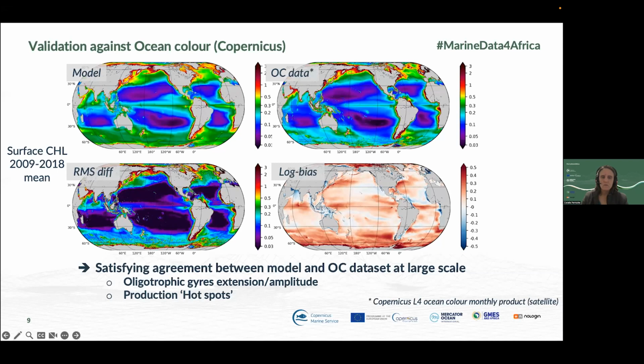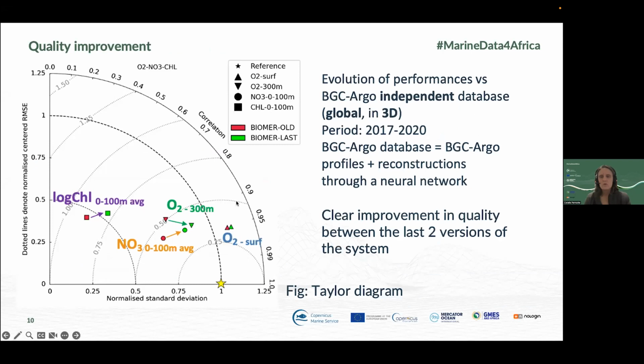Here I show the quality evolution between the two last systems with a Taylor diagram. In fact, that kind of diagram is very useful because it allows to synthesize basic statistics such as correlation, RMSD, and standard deviations on a single plot and to compare two simulations. Here you have in red the old simulation and in green the new one. We consider four variables: chlorophyll over the first 100 meter layer, with the squares. With the circles, you have the nitrates over the first 100 meter layer. And in triangles up and down, you have oxygen at sea surface and oxygen at 300 meter depth.